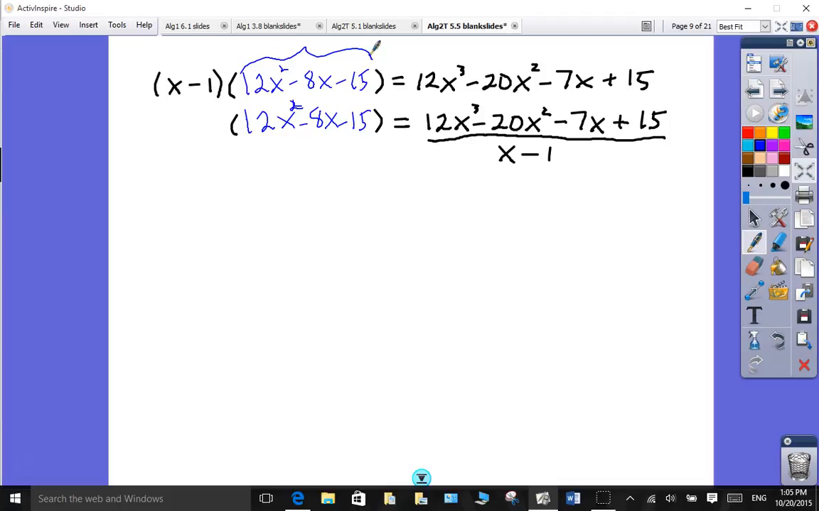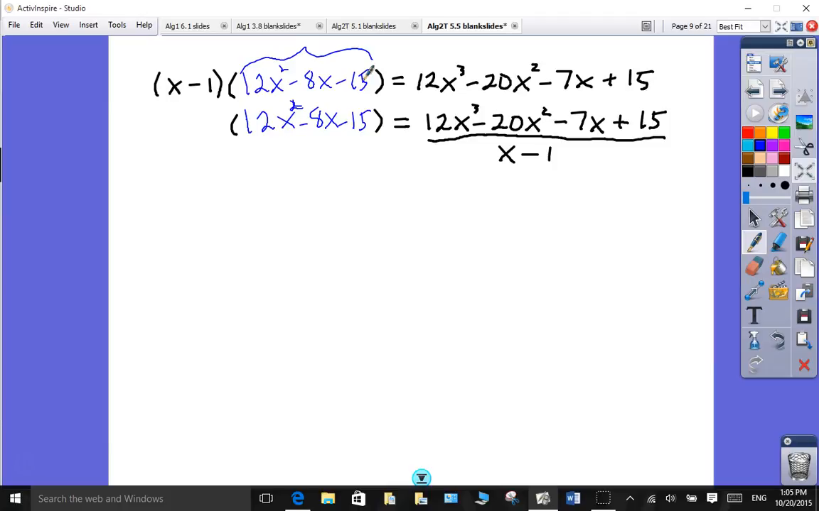I mean, in this case, since a does not equal 1, 12 times negative 15 is negative 180. Are there factors of negative 180 that add up to negative 8? How about negative 18, positive 10? 10 times negative 18. So in fact, we could go through that 4-step process and keep factoring, which is normally what you do.